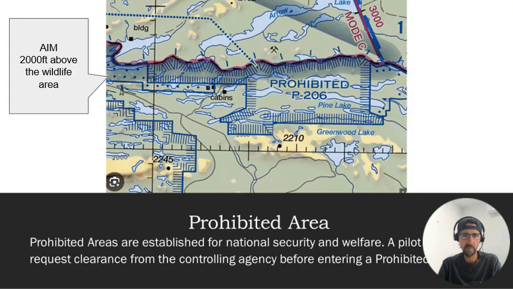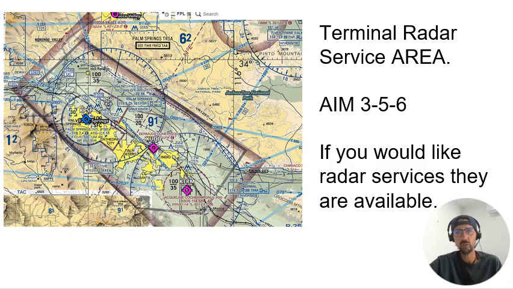And then these are prohibited areas, usually for wildlife or national parks. Sorry about that. I'm getting tired. It's getting late. 2,000 feet above the wildlife areas is typical. And that's in the Airman's Information Manual, so that's kind of expected of you. It's something that's expected. So you want to stay above 2,000 feet. Wildlife areas.